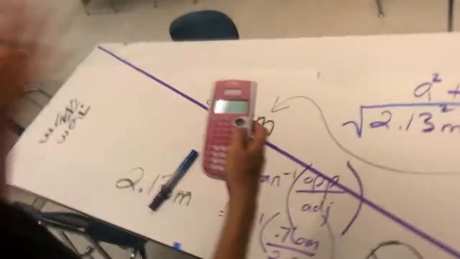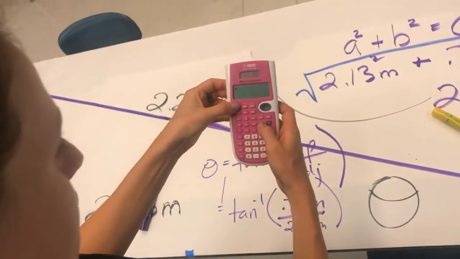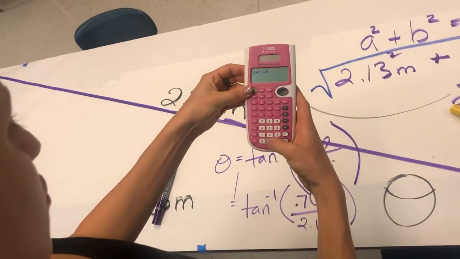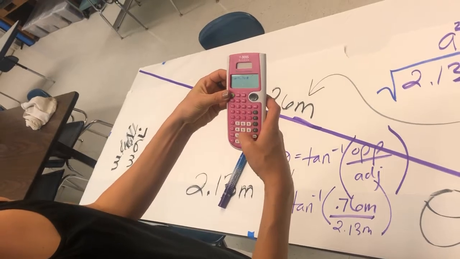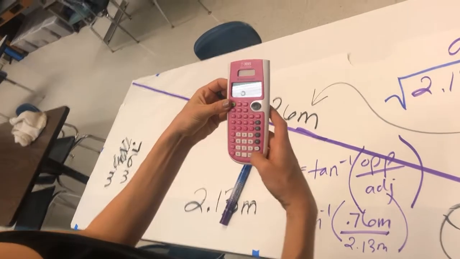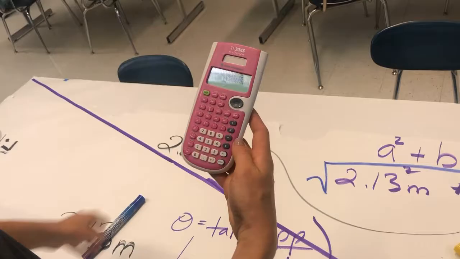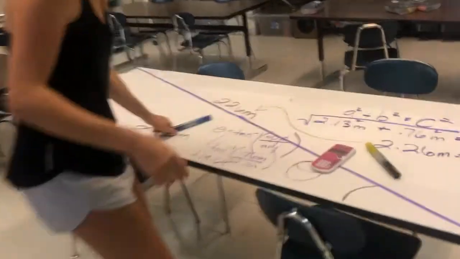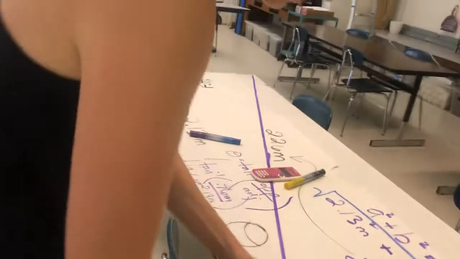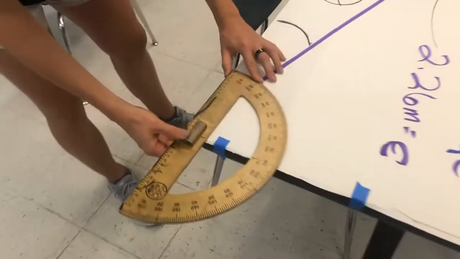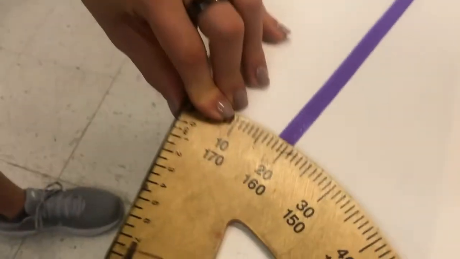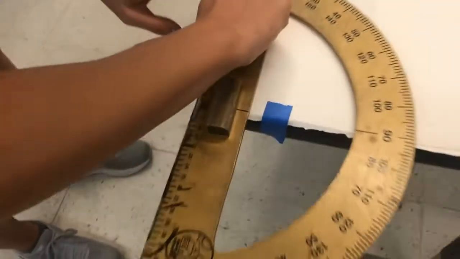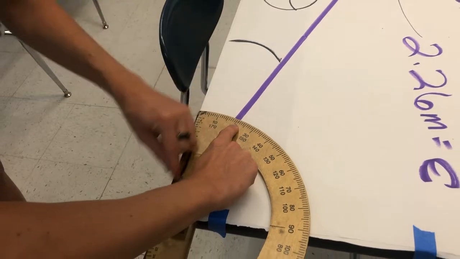Boom. Calculator, I got you right here. Okay, so hopefully you have a tangent -1 button. Mine's right here, tangent -1. I'm going to say 0.76 divided by 2.13 equals, and I get 19.64. Wow. Degrees. Oh, okay, here we go. All right, so here we've lined this guy up, and you can see that this is 20 right here, it's just about at 19.